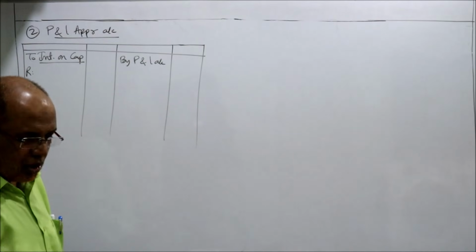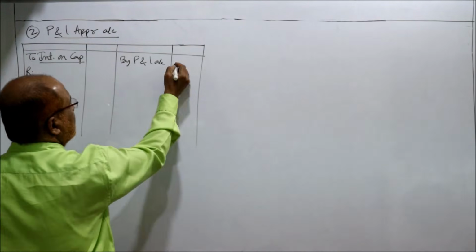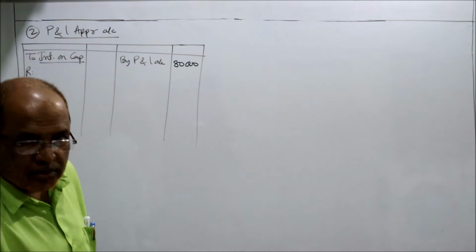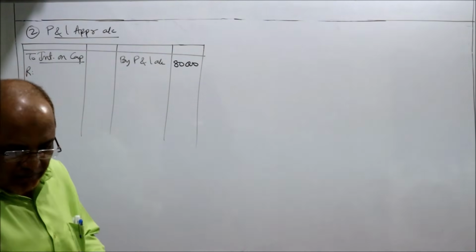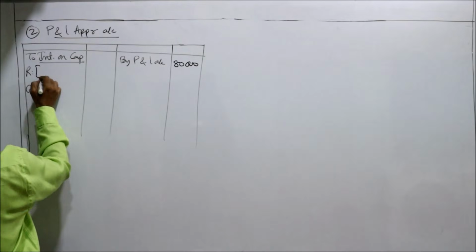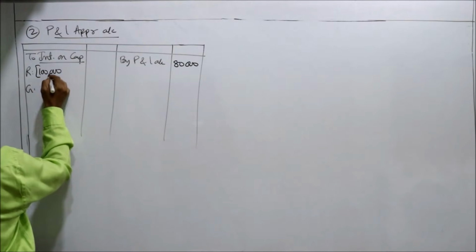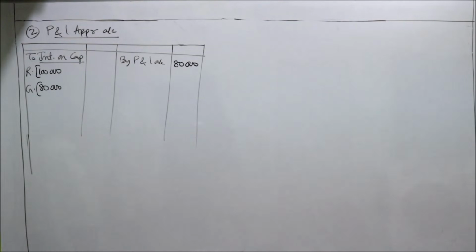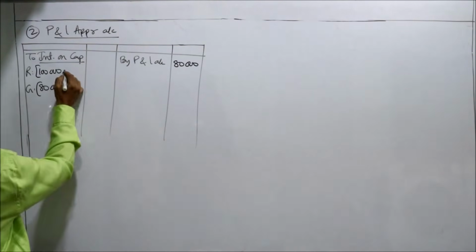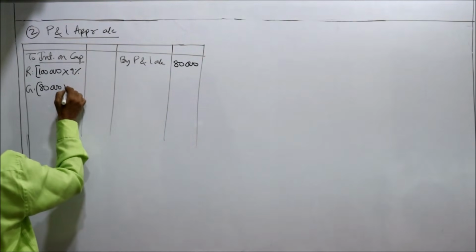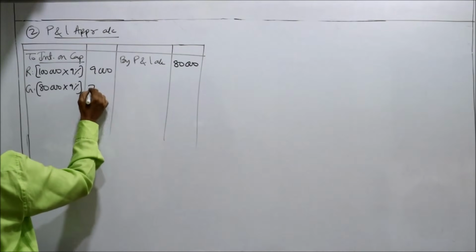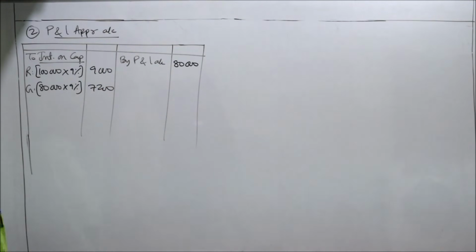Now, P&L account. How much is the profit before making adjustment? 80,000. And interest on capital has to be paid. The capital at the beginning of the year were 1,80,000. These are the capital at the beginning of the year. And interest is to be paid at the rate of 9%. 9,000, 7,200. This is the interest.